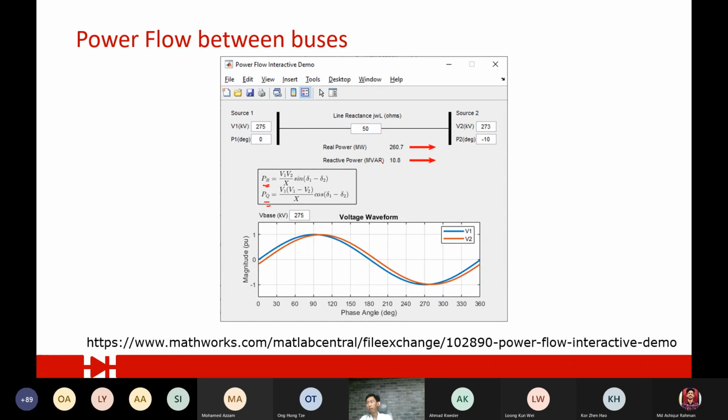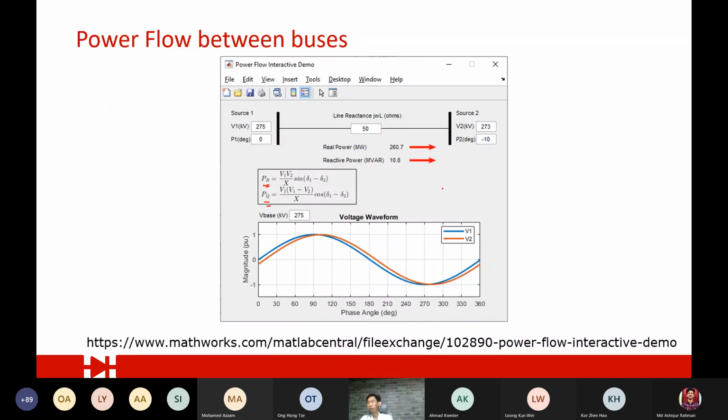You will find that the power flows from source 1 to source 2, like the arrow shows here. The real power on the transmission line is in megawatts. You are transmitting 260 megawatts from source 1 to source 2, and you are transmitting 10.8 megavar of reactive power from source 1 to source 2, due to the voltage difference between the two sources. Obviously V2 is leading, so you can see the phase difference.